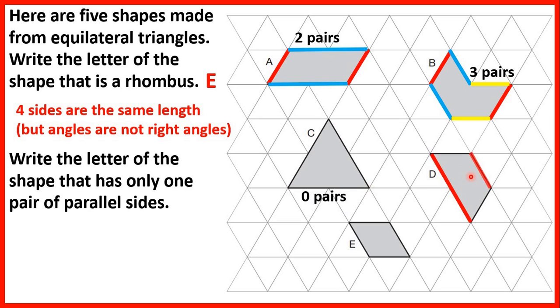Shape D has one pair of parallel sides because this line here and this line here are not parallel. If we extended these lines, they would eventually cross at about this point here. And shape E has two pairs of parallel sides, so the shape that has only one pair of parallel sides is shape D.